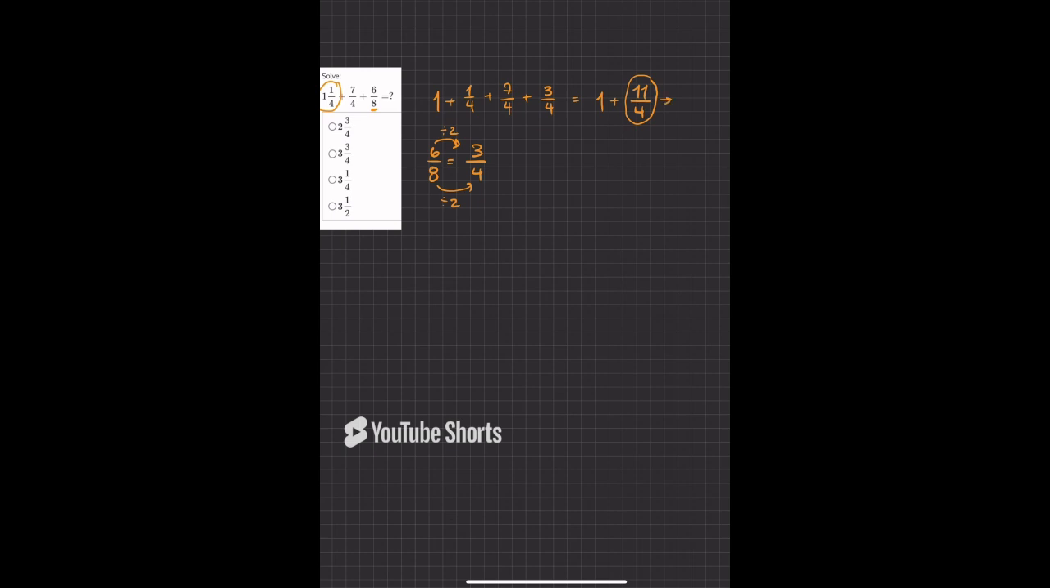Now we want to take this 11 over 4 and turn it from an improper fraction to a mixed number. We'll do this by dividing 11 by 4. And we'll say, how many times does 4 go into 11? Twice, with how many left over? 3. And our common denominator of 4. Now we're basically just adding 1 plus 2 and 3 fourths. We'll add our two whole numbers first, 3 and 3 fourths. So 3 and 3 fourths is our final answer.